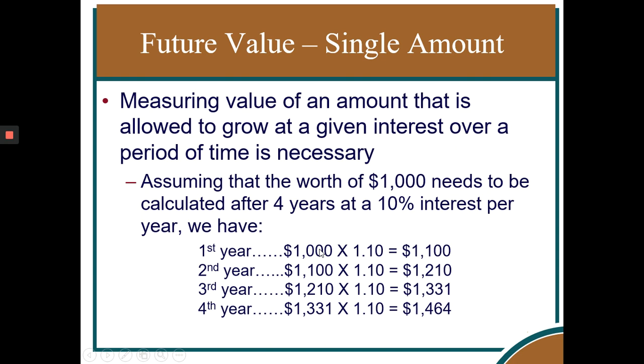So 1,000 is the present value. Why is it present value? Because you are investing today. The term present value means now. What is the value now? 1,000 ringgit you're depositing today. That is the present value. And the amount that you receive after the 4th year is the future value. In between, you have 4 years, that would be N, and also the interest rate, which is 10%.